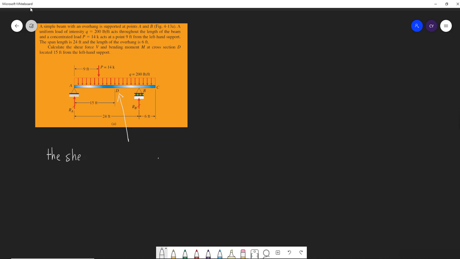The shear and the moment at D. Okay, so it's easy. We need to calculate, as the first step, the reactions. I think it's very easy for you to calculate.